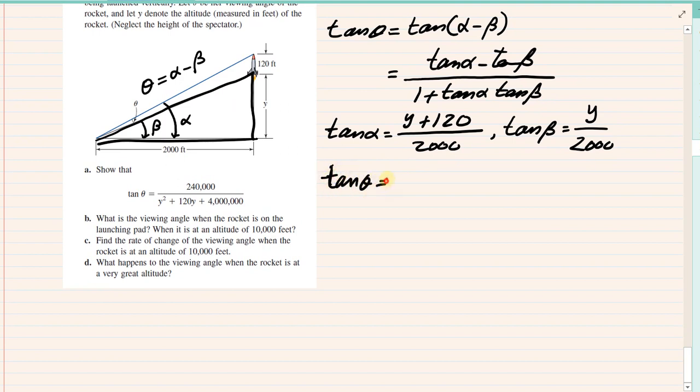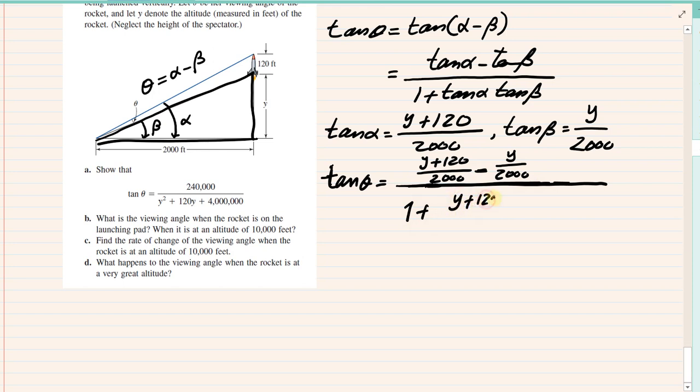So tangent of theta is going to be, in the numerator, tangent of alpha minus beta. So that's going to be y plus 120 divided by 2,000, that's tan alpha, minus the next fraction, y over 2,000, right? Divided by 1 plus their product. That's y plus 120 over 2,000 times y over 2,000.